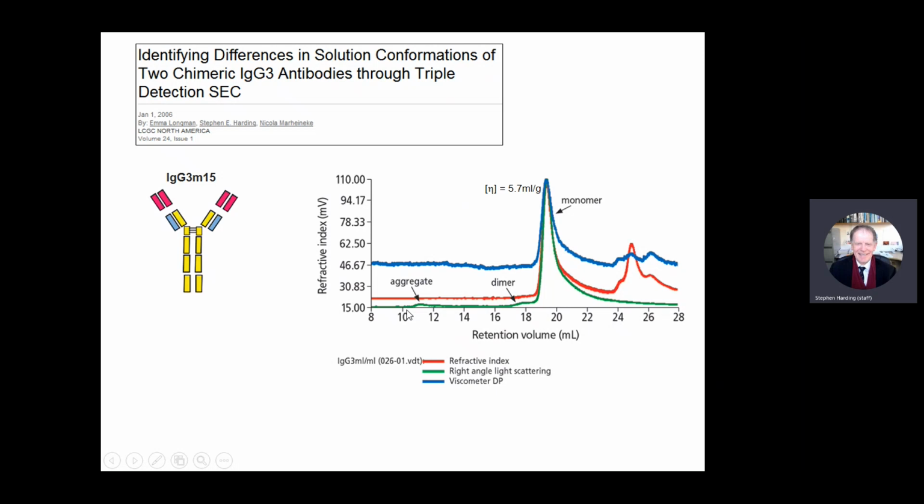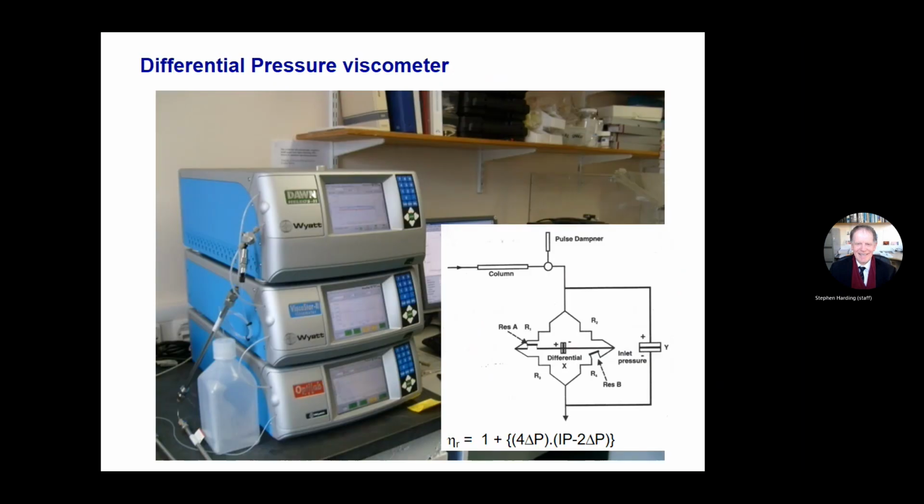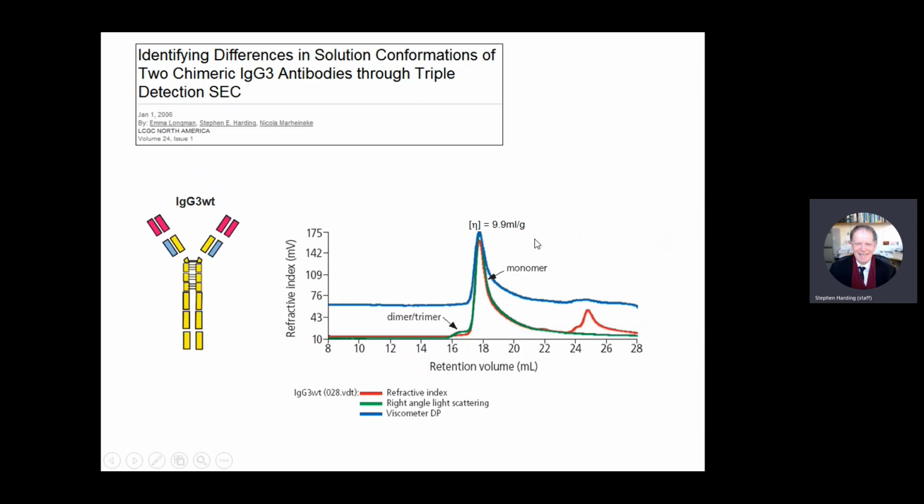The green is the light scattering signal at one angle we've chosen here, which is at 90 degrees. And the red is the concentration signal measured using a refractometer. And the retention volume has been corrected for the time lag between the different detectors: that one, and that one. That's the light scattering, that's the viscosity, that's the concentration. So it's all been lined up.